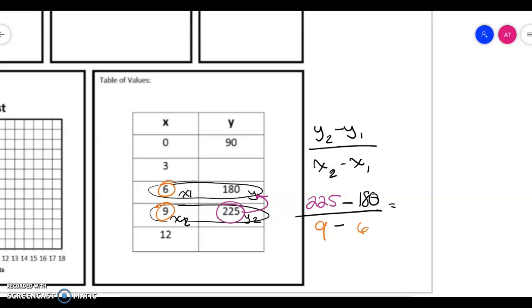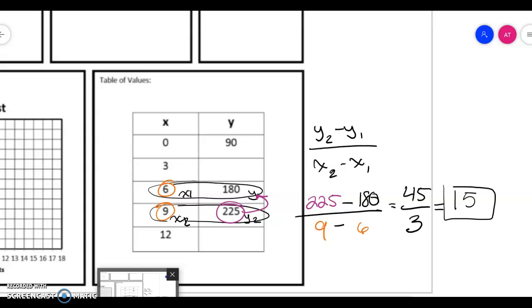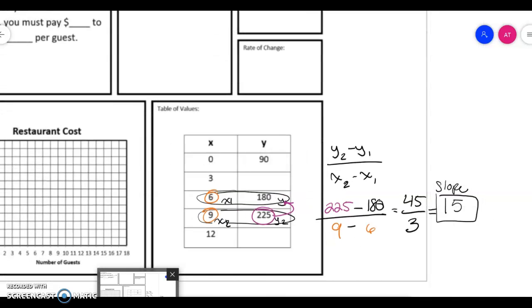225 minus 180 is 45. 9 minus 6 is what? 3. Now, can I take 45 and divide it by 3? Absolutely. What I'm going to get is 15. So this number right here is what my slope is. So I have a slope of 15.